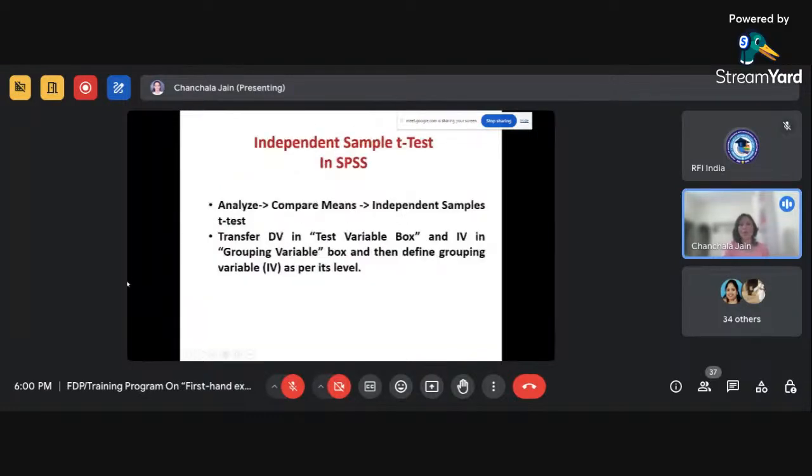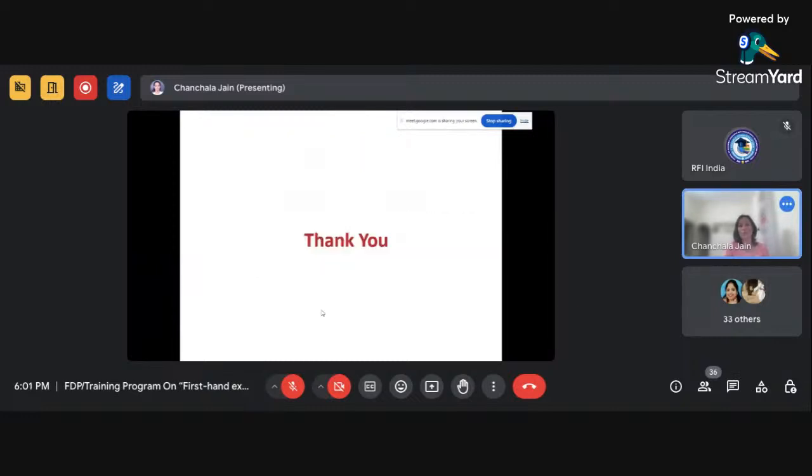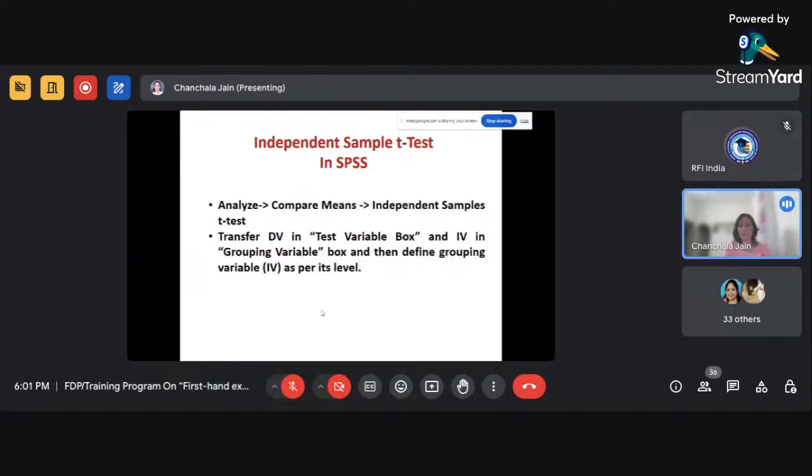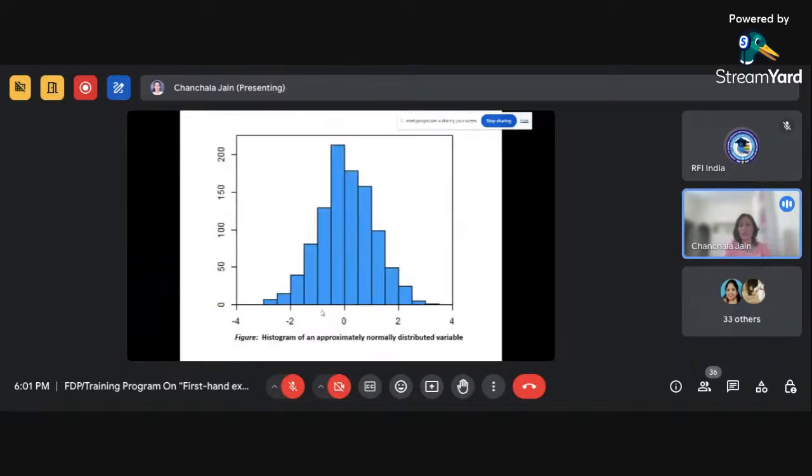Then, talking about how to perform the t-test using SPSS, I think these are the steps, but rather than noting them, you need to practice it so that you can recall easily whenever you are using SPSS. So this is about the basic and conceptual aspect of the SPSS. Any other question on this?